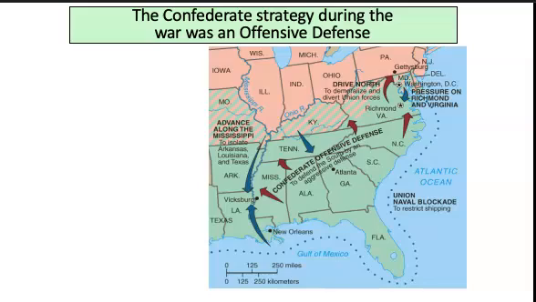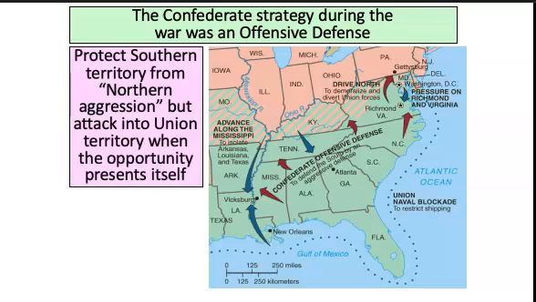And so the Confederacy strategy was an offensive-defensive strategy, meaning that they would protect Southern territory from Northern aggression. And they would attack into Union territory when opportunities presented themselves. But generally, they would be on the defensive.